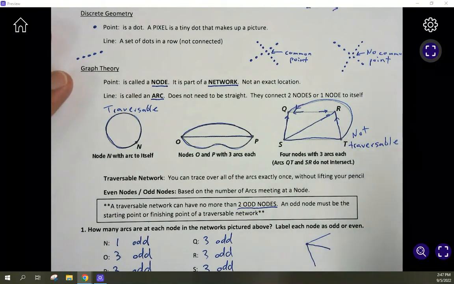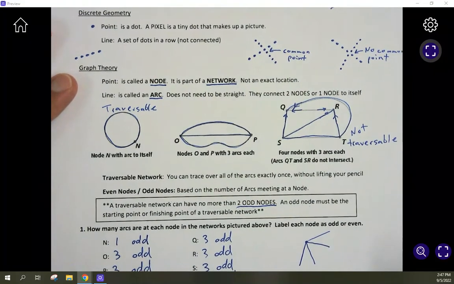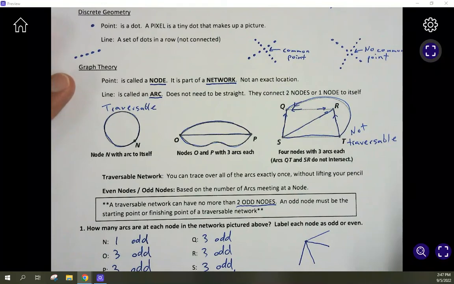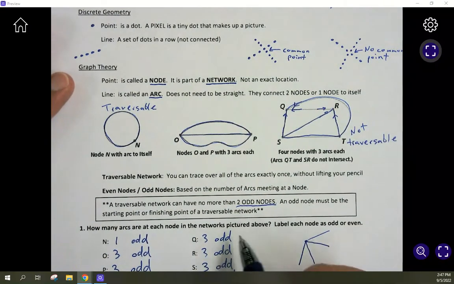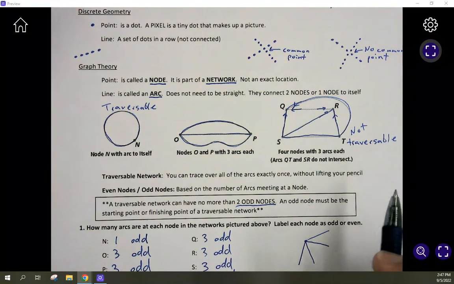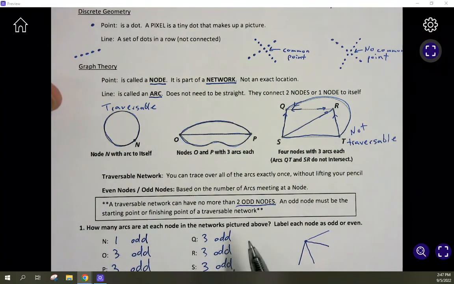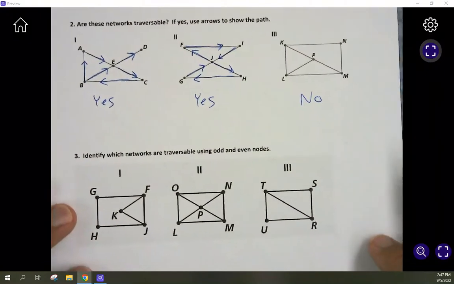Now remember, it's not just more than 2. If all of a sudden one of these had 4, that's now an even one, and that changes things. If it's even, there's ways to get back to it and continue going around. But if it's odd, you run out of ways to go. So once you've gone through it and you come back to it, you're stuck. All right, so we're just looking at even and odd, not 2 or 3. These can get very complicated. It's just even or odd. So let's take that now and go back to the ones we just looked at.